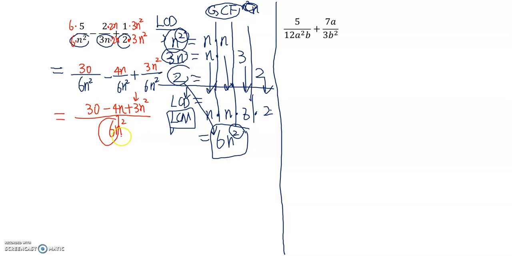And similarly, n doesn't go into 30. So although these two terms contain n, 30 doesn't have n. So this would be our final answer, the simplified form.